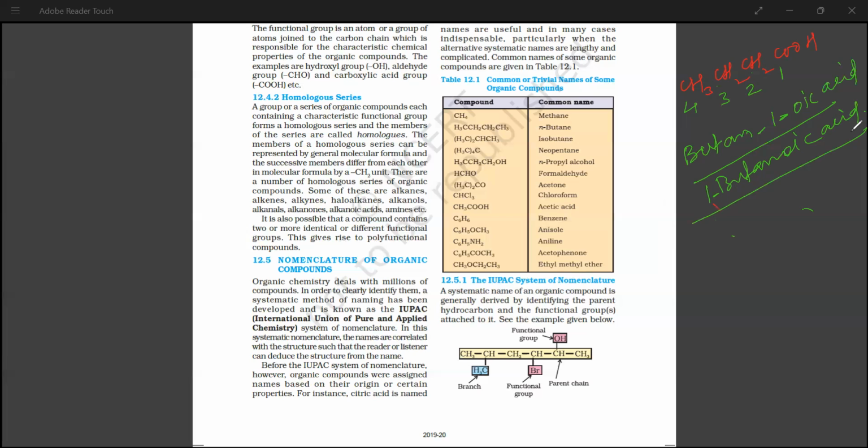Now see, there is one more compound they have given here, C6H6. What is this C6H6? Benzene. That is what they have given here. Now see what they have written: C6H5O, CH3. What is this? Either phenoxymethane.